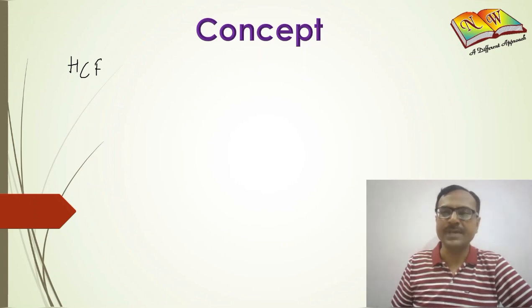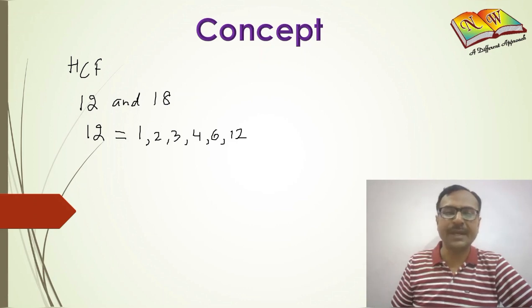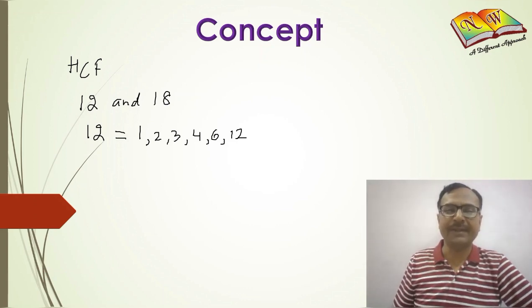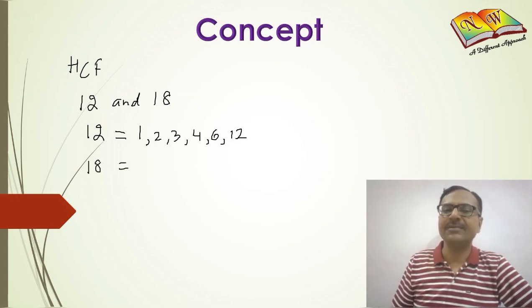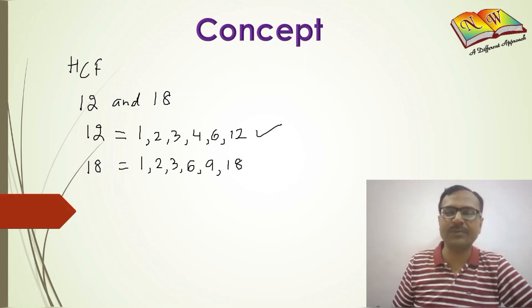Suppose we have two numbers like 12 and 18. All the factors of 12 are first listed down. They start with 1, 2, 3, 4, 6 and 12. All these numbers are divisors of 12 and that's why they are called factors. Likewise, 18 has factors 1, 2, 3 and then directly we have the number 6, then 9 and then 18. So we have 6 factors of 12 and 6 factors of 18.